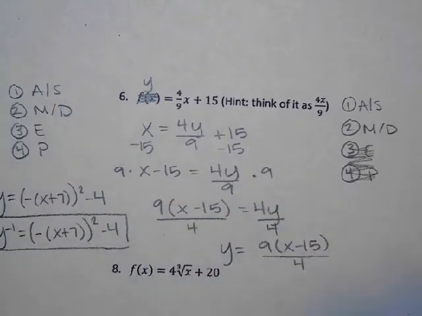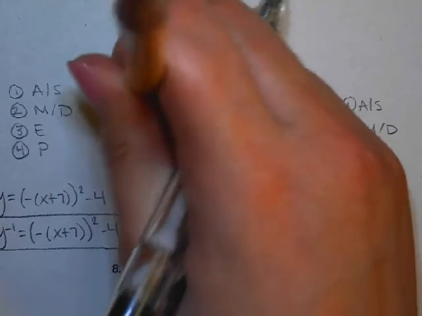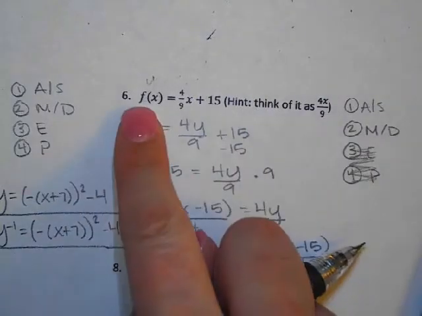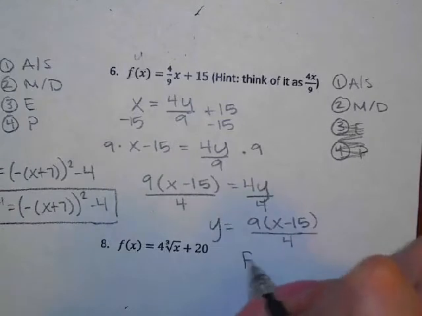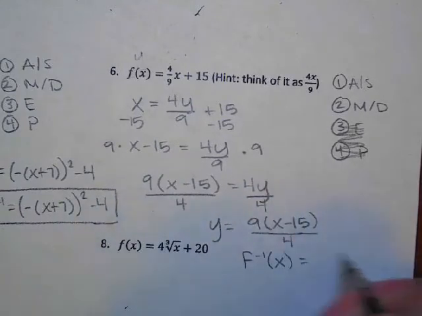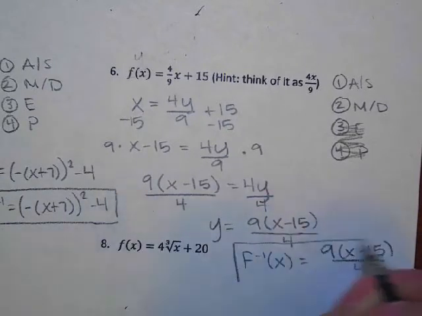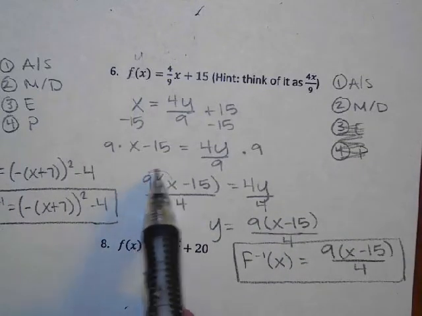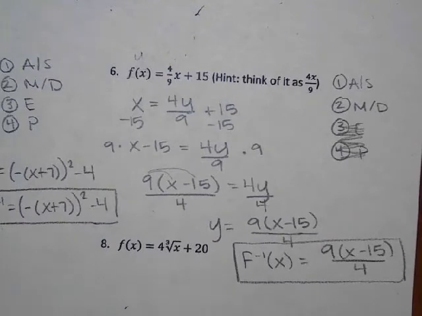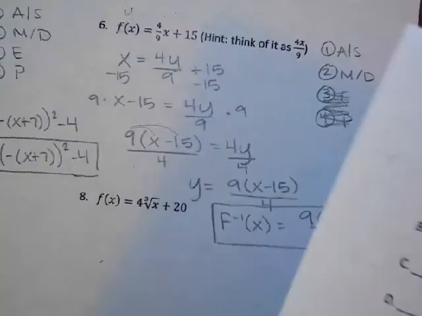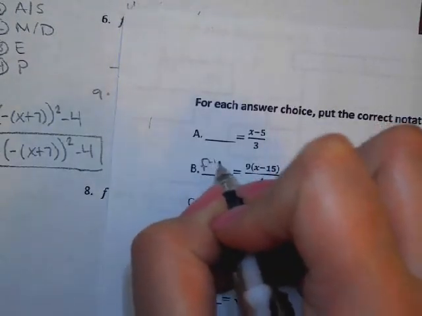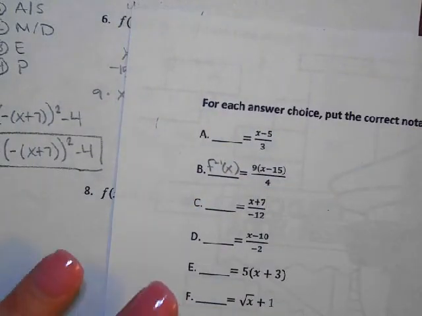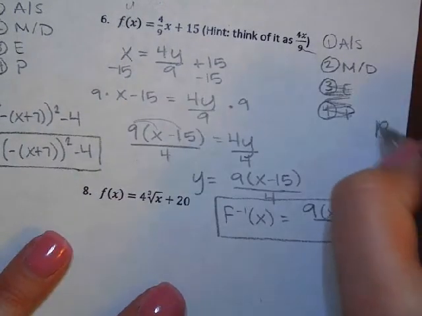And then we just want the notation of the problem to be correct. So here we didn't have y equals to start with. We had f of x. And so I'm going to say f inverse of x equals 9 times x minus 15 over 4. And there's my answer. Now, if you wanted, you could have distributed the 9. That would have been fine. It would have looked different than the answers on the back, but it still would have been right. So if I look, that matches B. This is f inverse of x. And so that answer over here is B.